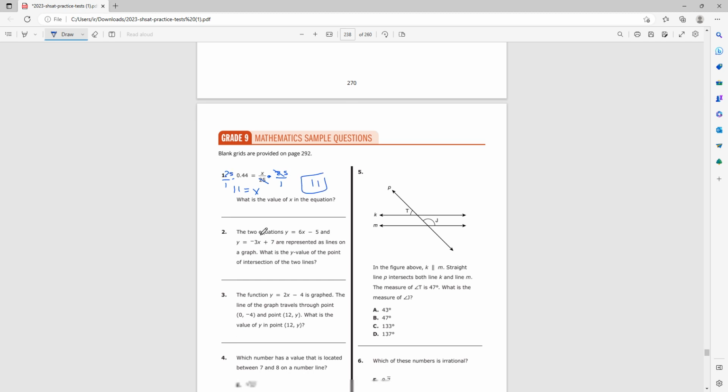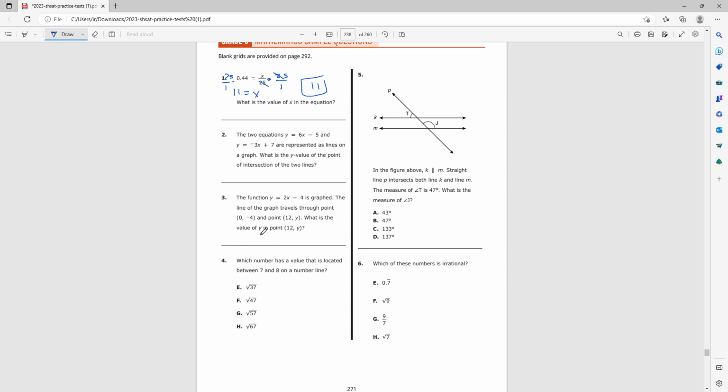Moving on, it says that the two equations, y equals 6x minus 5 and y equals negative 3x plus 7, are represented as lines on the graph. What is the y value of the point of intersection? So I think it's easiest to understand what a point of intersection is. So pretty much what they gave us is the equation of two lines, right? Because it's y equals mx plus b. So these are two different lines, and let's just say for the sake of this problem they look like this, right? Pretty much the point of intersection, this is the point of intersection.